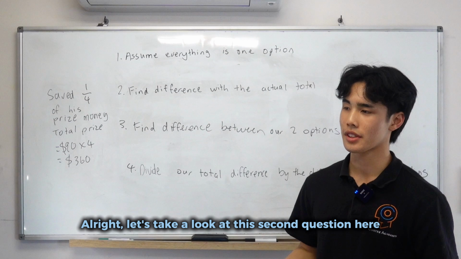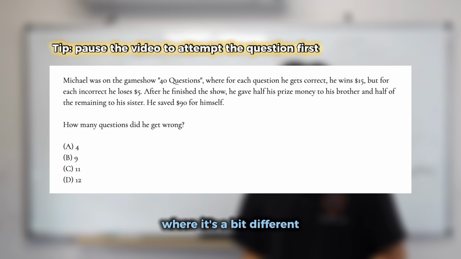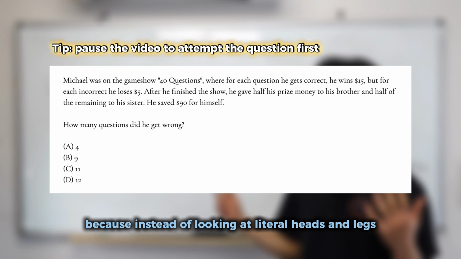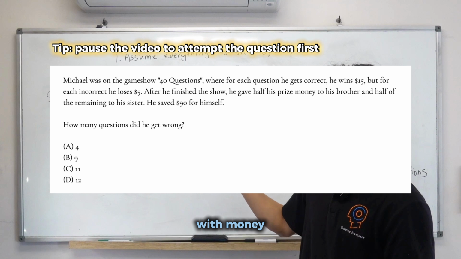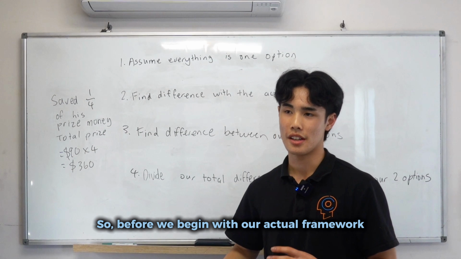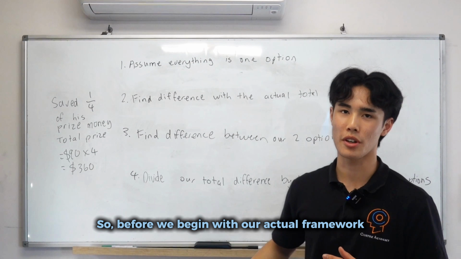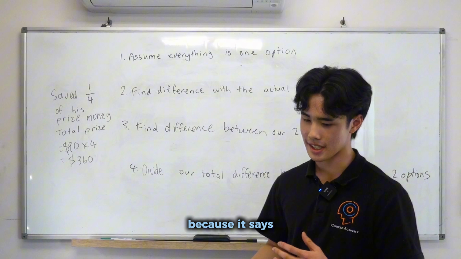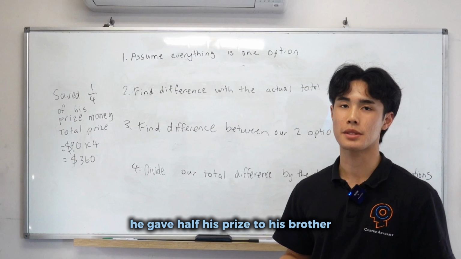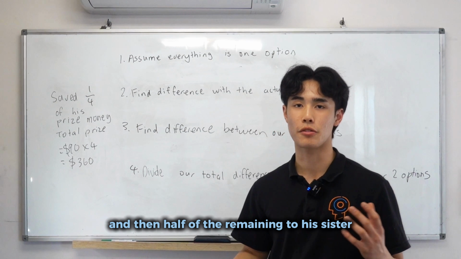All right, let's take a look at this second question here, where it's a bit different because instead of looking at literal heads and legs, now we're kind of looking at it a bit metaphorically with money. So before we begin with our actual framework, we need to first find out how much money he won in total, because it says he gave half his prize to his brother and then half of the remaining to his sister.